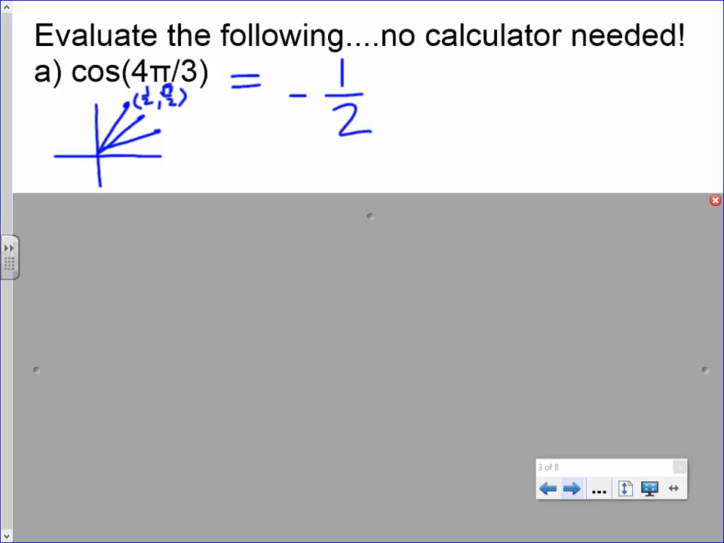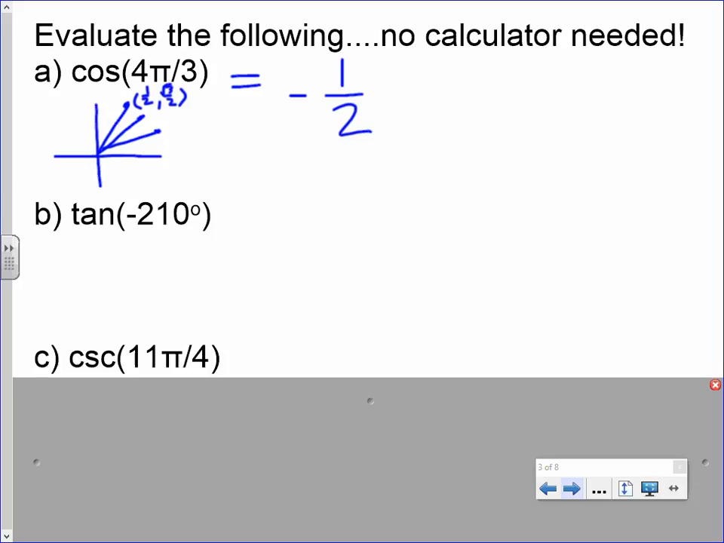Okay, good. See how I talked him through that? The reference angle is pi over 3. And like I said, if you know the first quadrant, you should know it all, right? First quadrant, we recalled the coordinate. We know cosine deals with the x, and then we decided whether it should be positive or negative based on the quadrant. Okay? All right, here's another one.